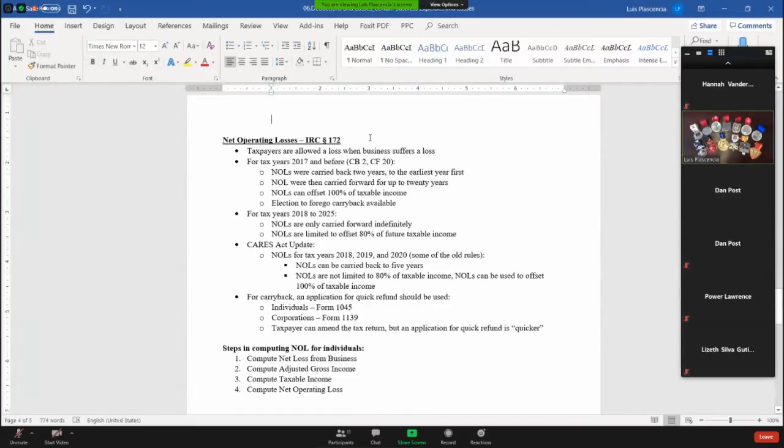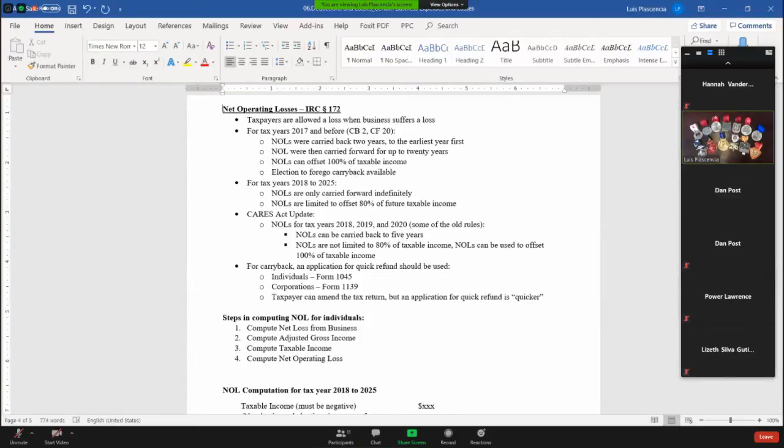Yeah, let me talk about this, and then there's a problem that I want to do, because this is actually pretty. Again, I do want to get into net operating losses. I'm not going to test you on this on the midterm, but this will be tested on the final. So net operating loss, it's when a taxpayer is allowed a loss when the business has a loss.